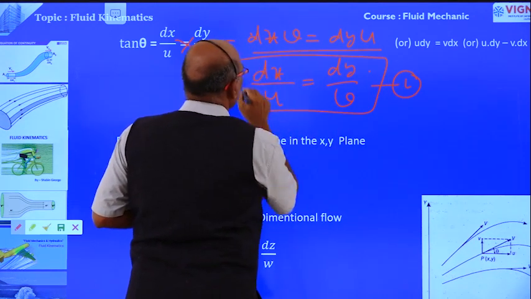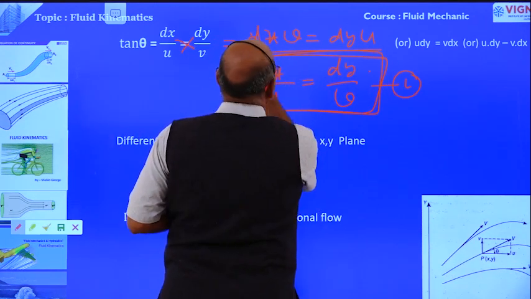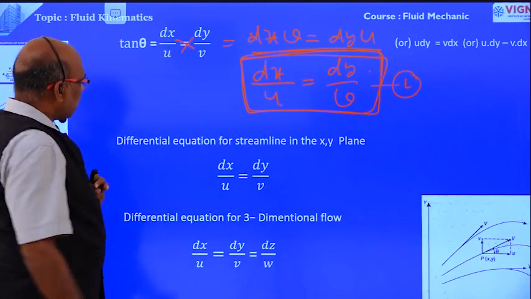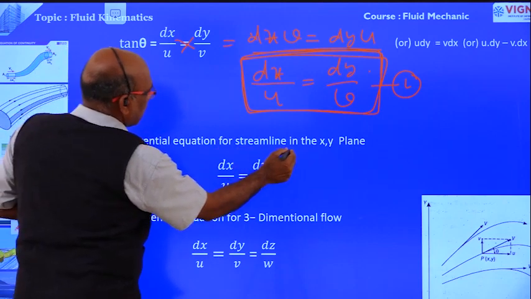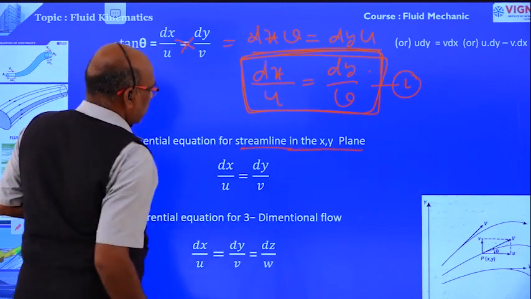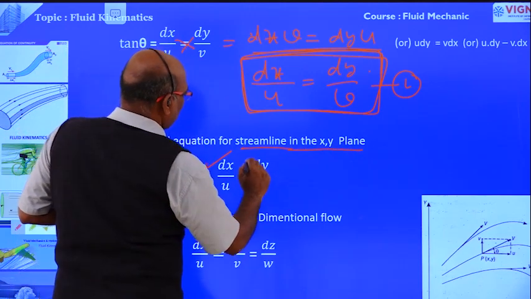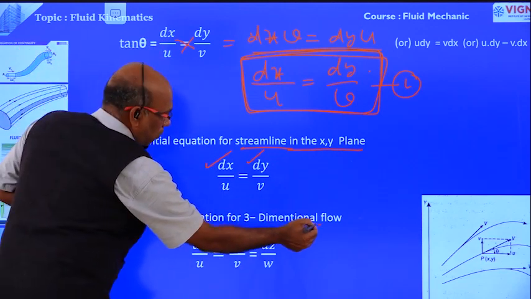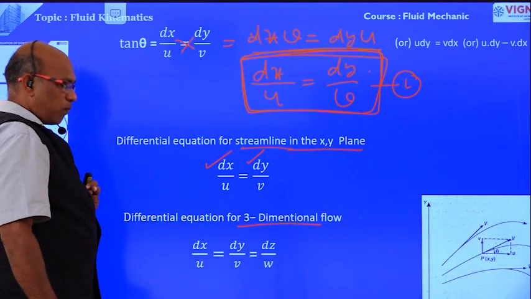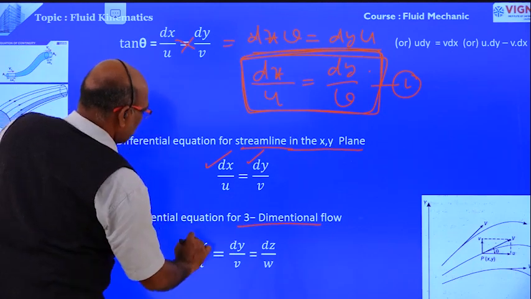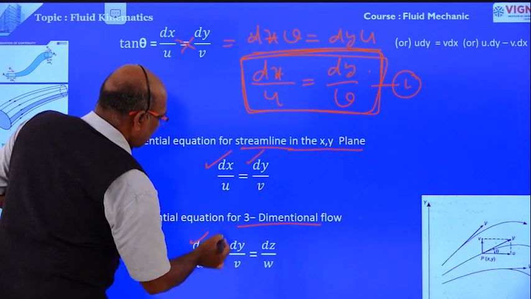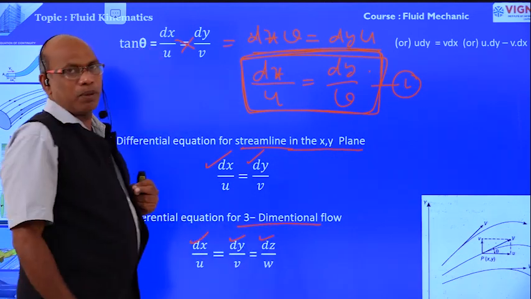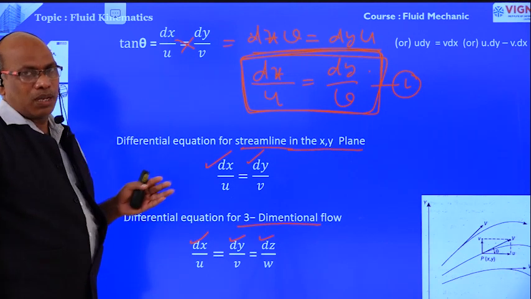This is also known as the differential equation in case of two-dimensional flow. Right? The differential equation for streamline in the xy direction is dx by u equals dy by v. Whereas in case of three-dimensional flow, the differential equation for streamline is dx by u equals dy by v equals dz by w. This is about streamline.